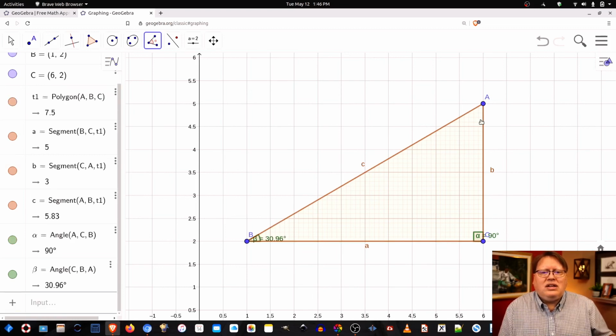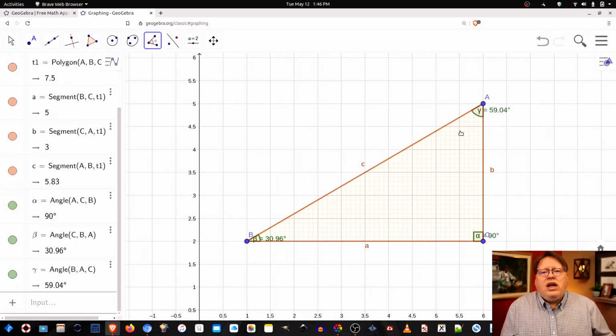We have 30.96 and this angle is 59.04. These angles are not congruent. Definitely not congruent. So this is not a 45, 45, 90 degree right triangle. That would be an isosceles right triangle. This one right here is almost a 30, 60, 90 triangle, but not quite. So even though it's close, this is not one of our special right triangles. Okay? So we'll just call this a right triangle.